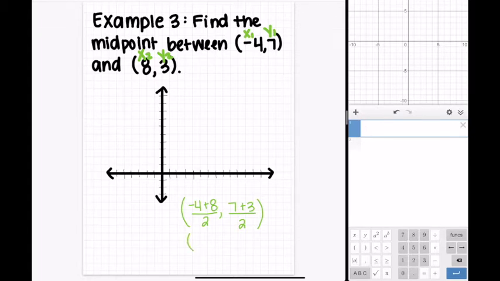And simplify. So that's -4 plus 8 is 4, divided by 2. 7 plus 3 is 10, divided by 2. And that final answer is going to be 2, 5.